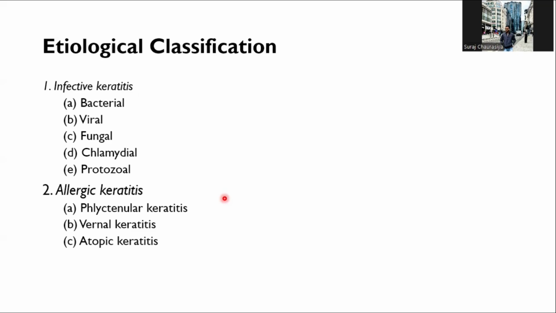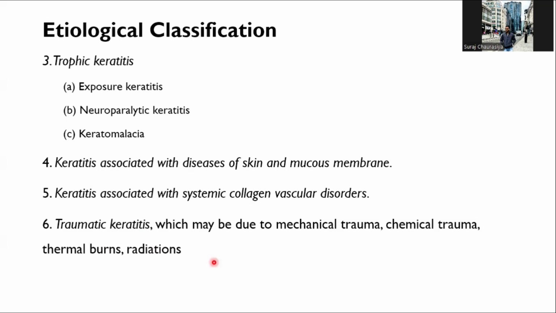So now coming to the etiological classification, it has been divided into several groups. The first one is the infective keratitis. Infective keratitis can be either bacterial, viral, fungal, chlamydial, or protozoal. The next one is the allergic keratitis. It can be either phlyctenular keratitis, vernal keratitis, or atopic keratitis. If we talk about trophic keratitis, then it can be either exposure keratitis, neuroparalytic keratitis, or keratomalacia.